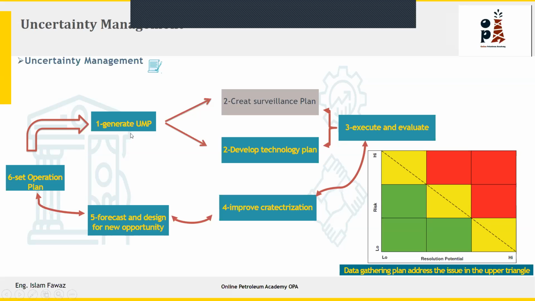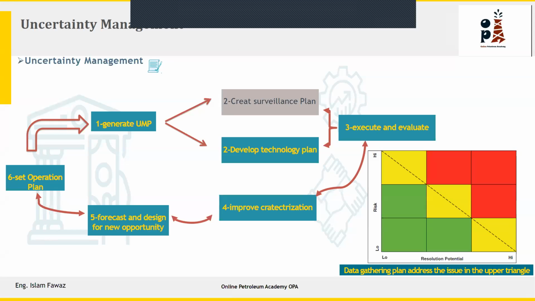We start by generating uncertainty management, and then we create the surveillance plan. The surveillance plan is created based on the uncertainty matrix, based on the risk and based on the potential. If we have a risk, we need to assess it by running a surveillance. So surveillance is very, very vital from the exploration phase till the abandonment phase. Then we develop the technology plan or the alternative, and then we execute the plan or the opportunity and evaluate. We have a way to improve the characterization of this opportunity, and then forecast and design for the new opportunity. This is how to generate the opportunity or how to prepare the surveillance plan.